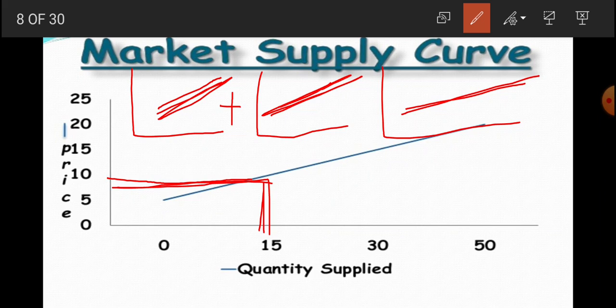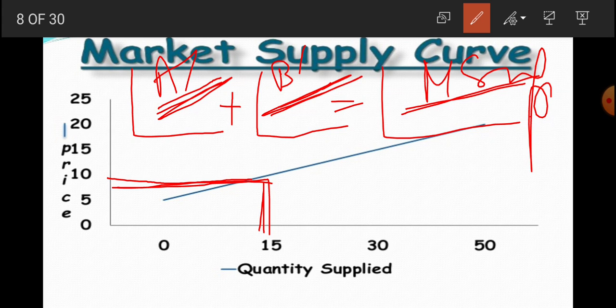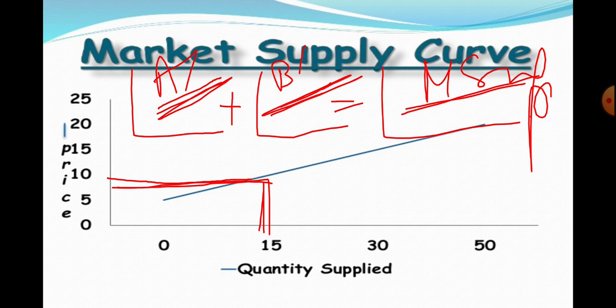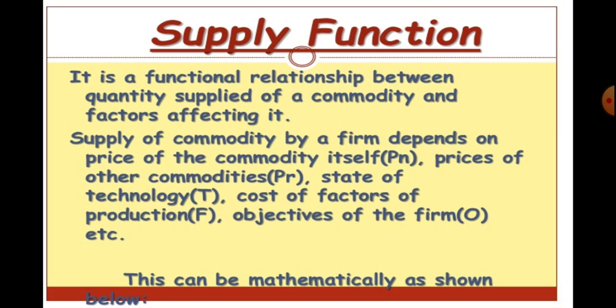So, firm A's supply curve plus firm B's supply curve is equal to market supply curve. Clear? So, this is all about the market supply curve. Now, move to the next topic.